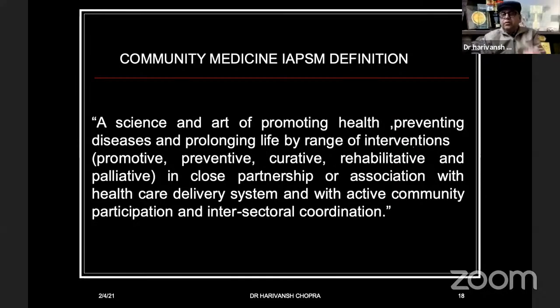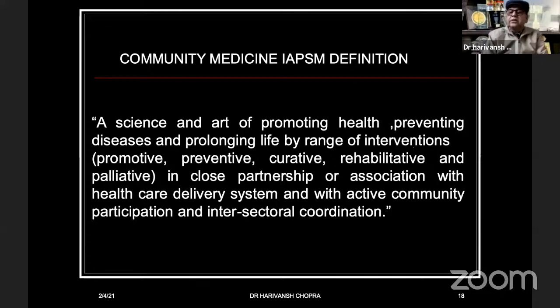That is why we talked about the healthcare delivery system. What kind of system is there? So, in close partnership or association with the healthcare delivery system, and with active community participation and intersectoral coordination. And that is why we always say there are two types of needs in the community. One is the health need and the second is the felt need.